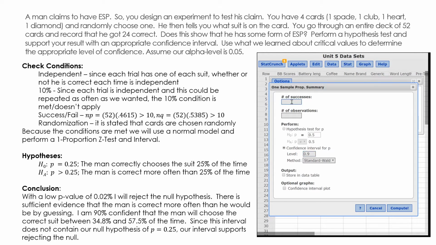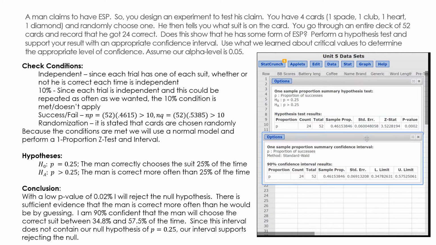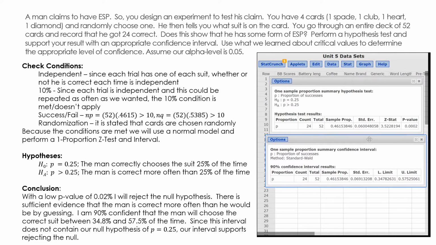So I'm still going to use the 24 here and the 52 here with a confidence level of 0.9 and compute. So these would be my 2 outputs in StatCrunch. And again, I could have done this by hand, but just for the sake of time, we're doing it in StatCrunch. So what's my conclusion based on these values?